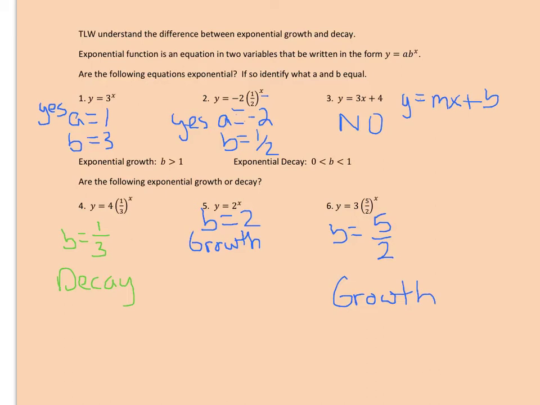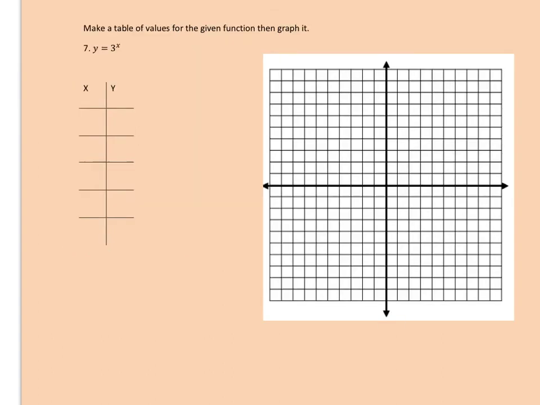So there's just being able to identify. So let's move on. Next step here, guys: make a table of values and graph it. Okay. Always use these. Just find those 5 points. So I substitute in the -2. 3 to the -2 is 1/9. 3 to the -1 is 1/3. 3 to the 0, what's anything to the 0? 1. 3 to the first, 3. 3 to the second, 9.